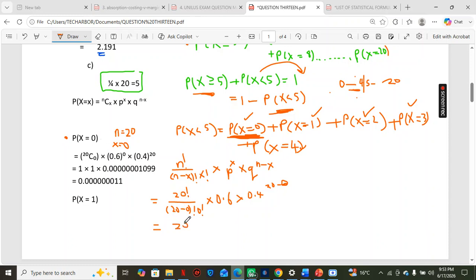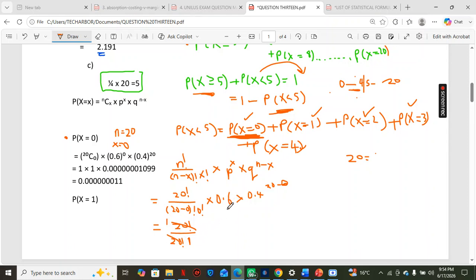So you're going to have 20 factorial over 20 factorial. 0 factorial equals 1. 20 factorial just means you're multiplying 20 by all the numbers below it. Okay. 20 times 19 times 18 times 17. You just go until you reach 1. But in this case here, the factorials can cancel each other out. 20 factorial over 20 factorial gives us 1.